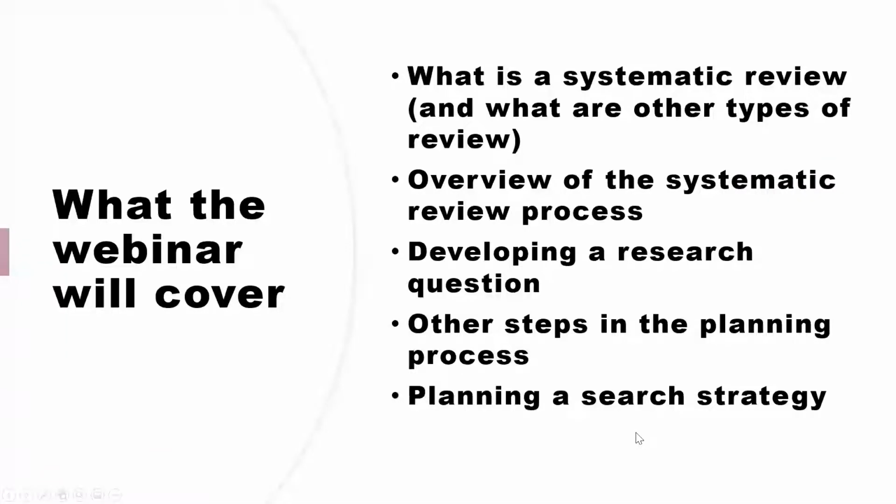So this is what the webinar is going to be covering. We're going to look at what is a systematic review and what are other types of reviews, an overview of the systematic review process, how to develop a research question, other steps in the planning process when you're doing a review, and then planning a search strategy. So you can see that it is going to be quite a high level overview of the process and planning, and is going to be quite theoretical.